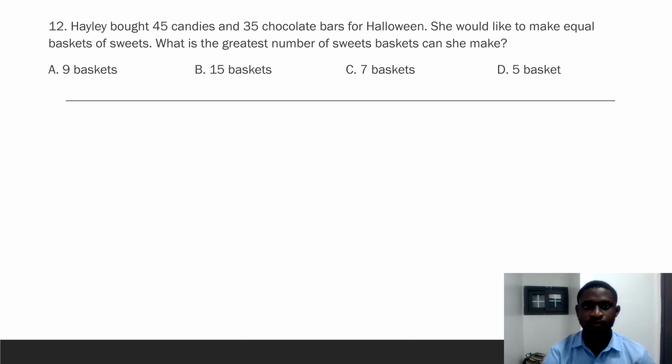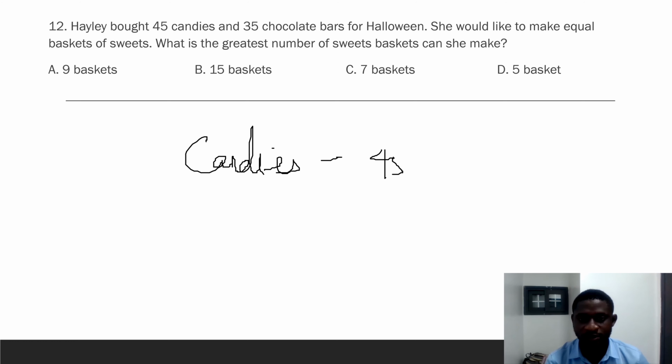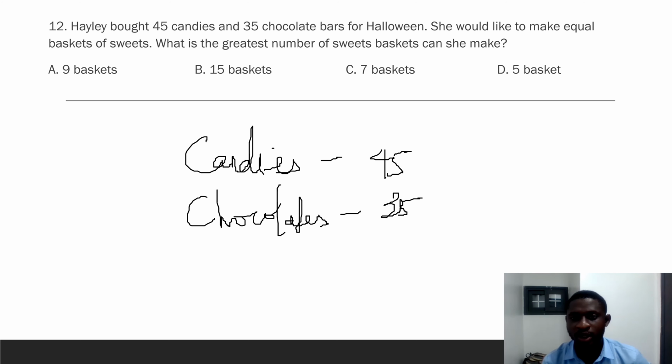Alright, to the next. Now, Helly bought 45 candies and 35 chocolates for Halloween. So, for candies, we have 45, then for chocolates, we have 35. Now, she would like to make equal baskets of sweets. What is the greatest number of sweet baskets she can make? The equal number. So the candies are 45, the chocolates are 35.